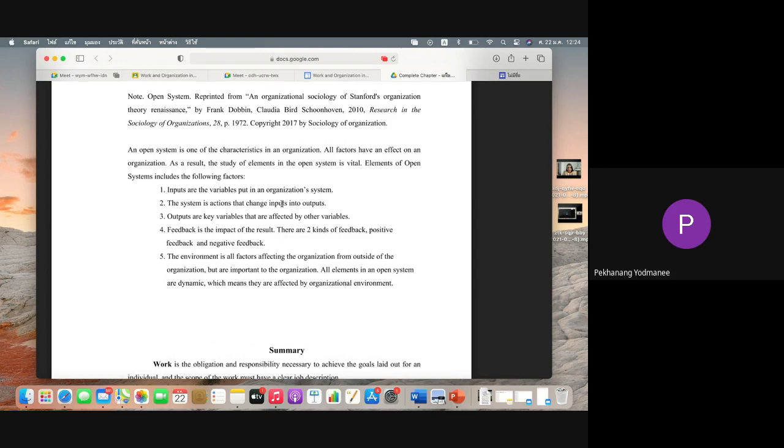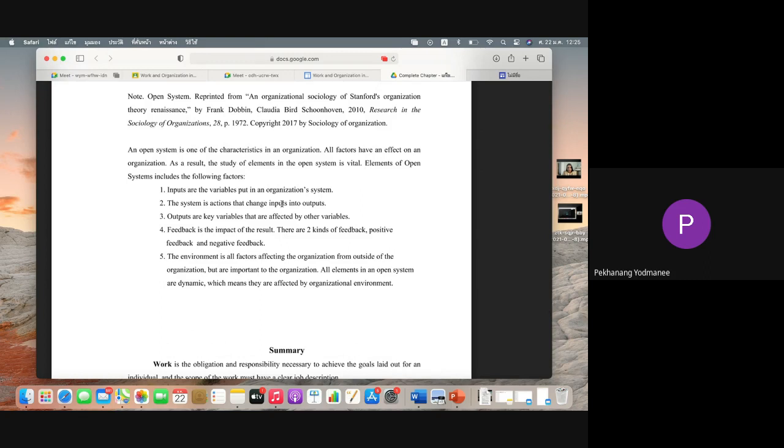There are two kinds of feedback. First, positive feedback. This means the good kind of feedback. And next, negative feedback. This is the bad kind of feedback. The environment is all factors affecting the organization from outside of the organization but that are important to the organization. All elements in an open system are dynamic. Dynamic means it can move all the time, which means they are affected by the organizational environment.